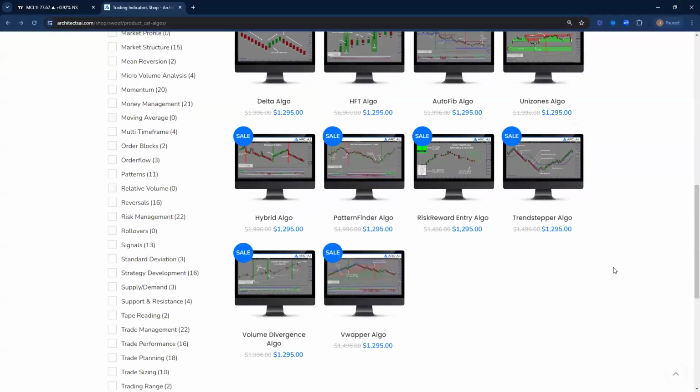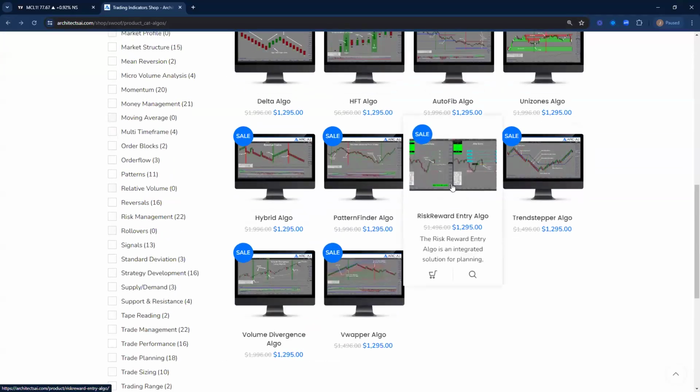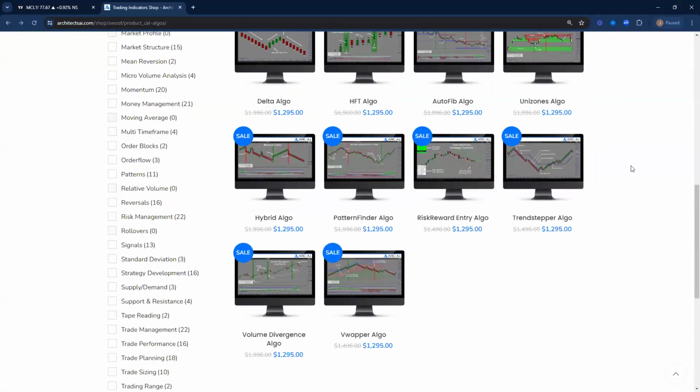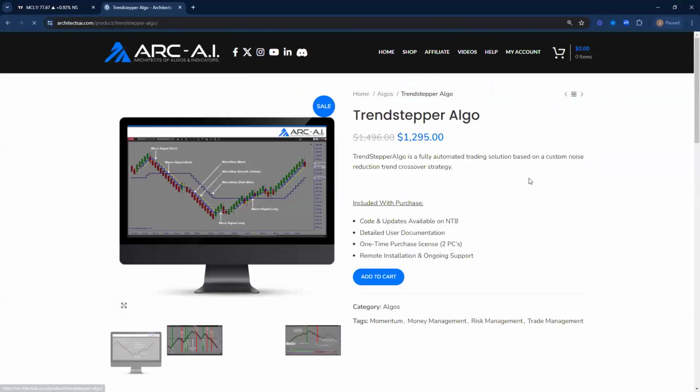What else do we got? Risk reward entry is just an entry algo. It's pretty cool, actually. It enters based on your risk reward multiples and it auto sizes your contracts and all of that, which is pretty slick. Trend stepper, it's a trending moving average crossover. If it's trending, it'll take longs.